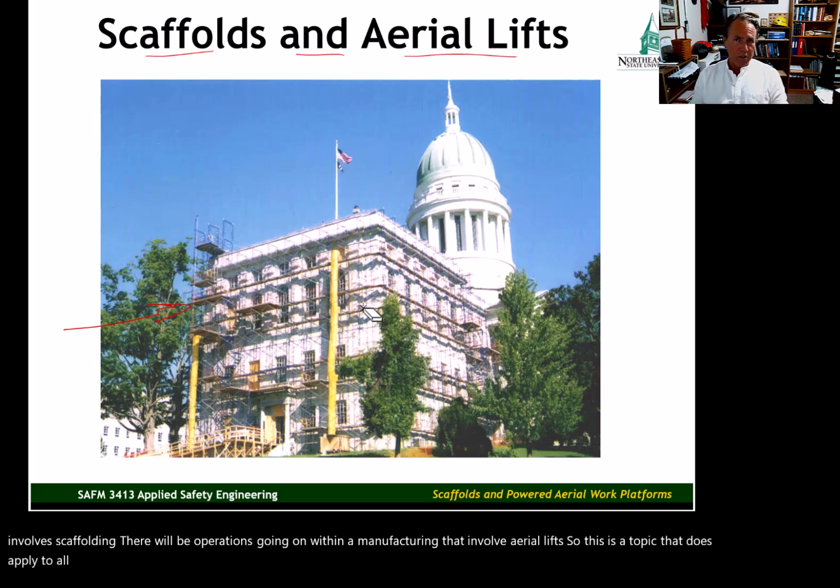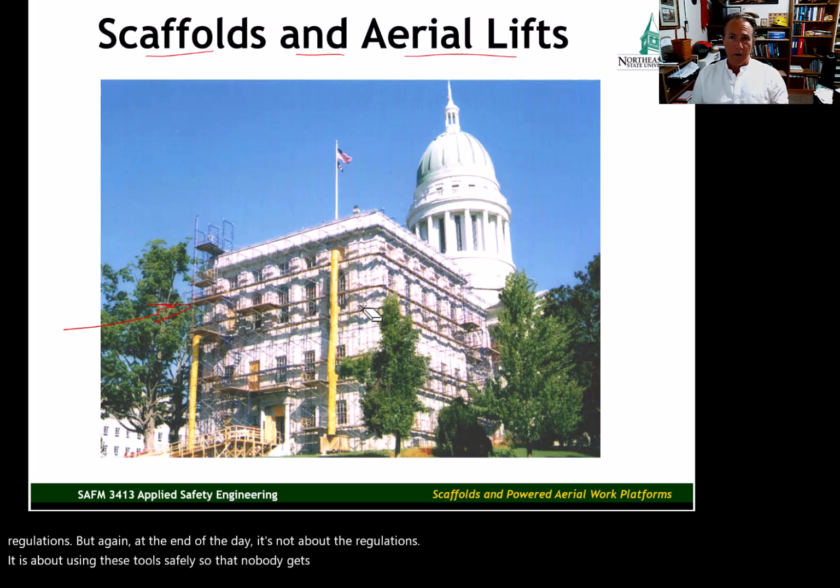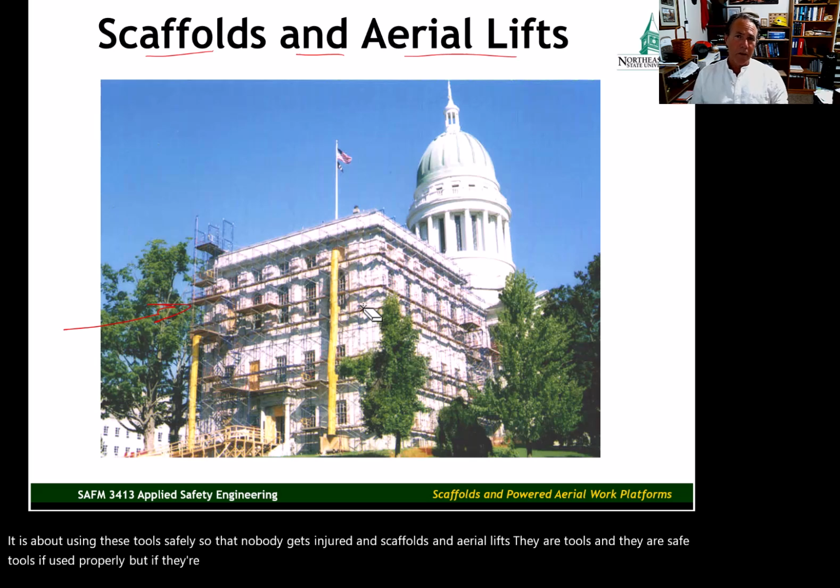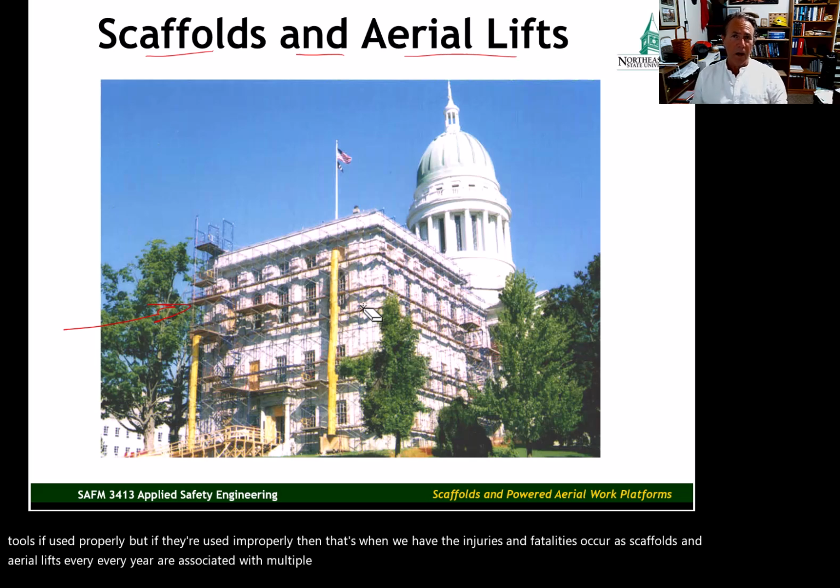Now the regulations that I'm going to be referring to are from the construction industry regulations. But again, at the end of the day, it's not about the regulations. It is about using these tools safely so that nobody gets injured. And scaffolds and aerial lifts, they are tools, and they are safe tools if used properly. But if they're used improperly, then that's when injuries and fatalities occur. Scaffolds and aerial lifts every year are associated with multiple fatalities in the United States.